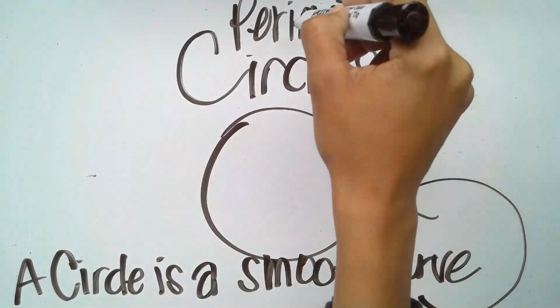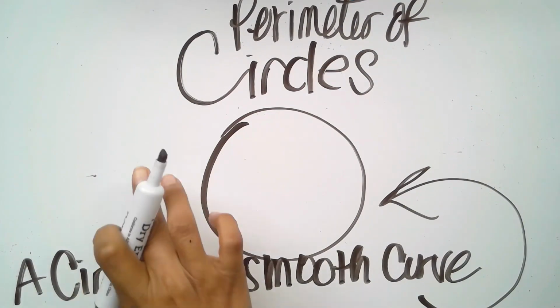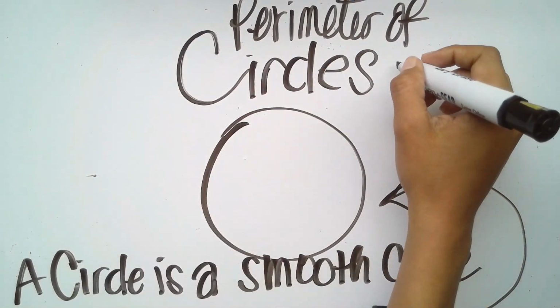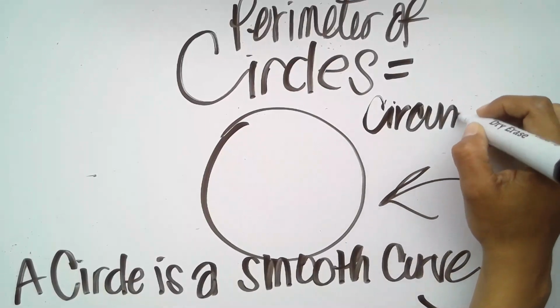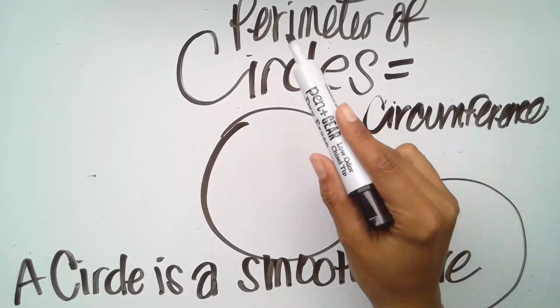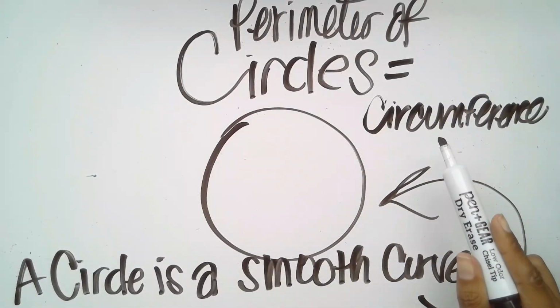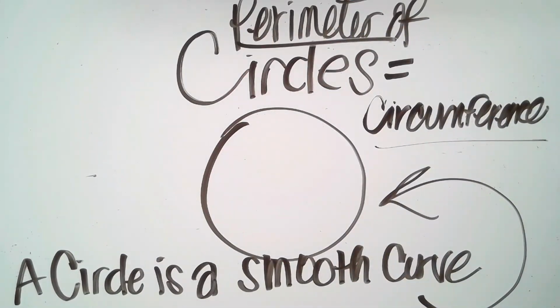Now, when we say perimeter of a circle, we're meaning the distance around a circle. We also call that in math circumference. We can say perimeter of a circle, or we can say circumference. These two words here are actually interchangeable with each other. They mean the same thing, but we think about it a little bit differently when we're talking about a circle.